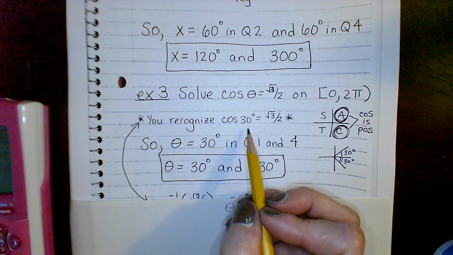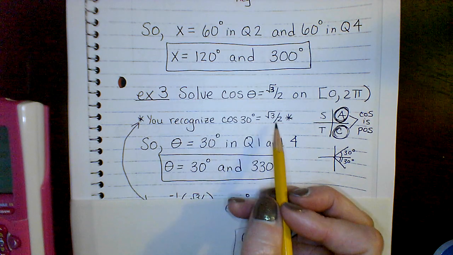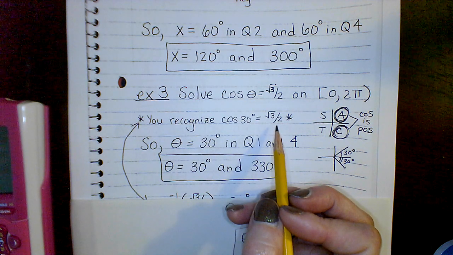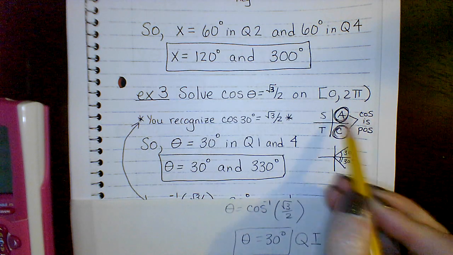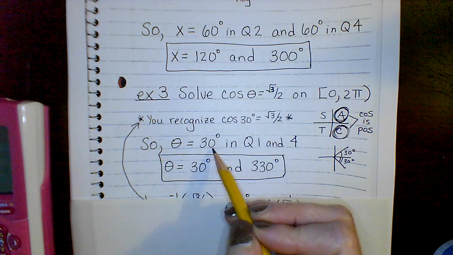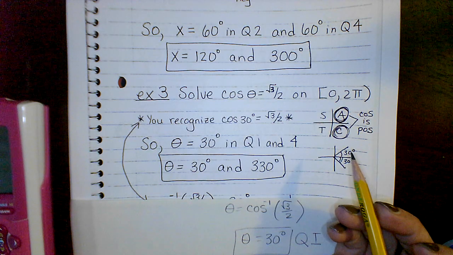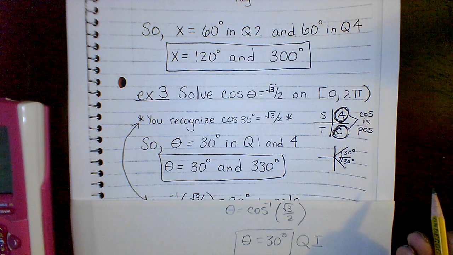So I started with, okay, let's say that you recognize that cosine 30 degrees is root 3 over 2. Then you already know, hey, 30 degrees is one of your answers. This is telling you which two quadrants to put it in. In quadrant 1, easy. The reference angle is the angle. Quadrant 4, 30 degree reference angle is 330 degrees.